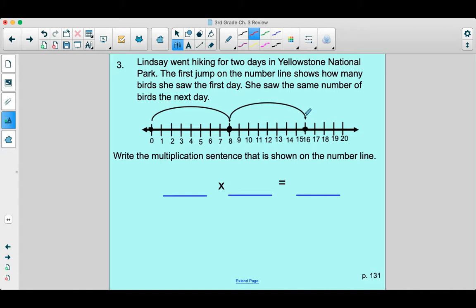All right, well, let's see. How many hops do we have? This is day 1 and day 2. And we have 2 hops. And each hop is worth 8. We can see the first one's worth 8. And we should double check to make sure the second one's worth 8.